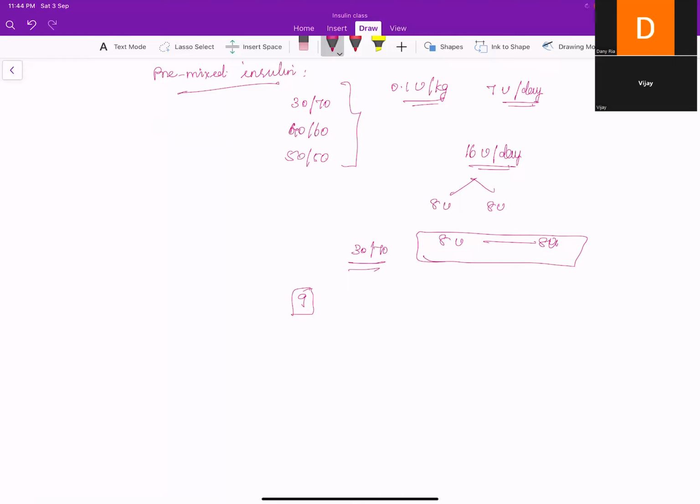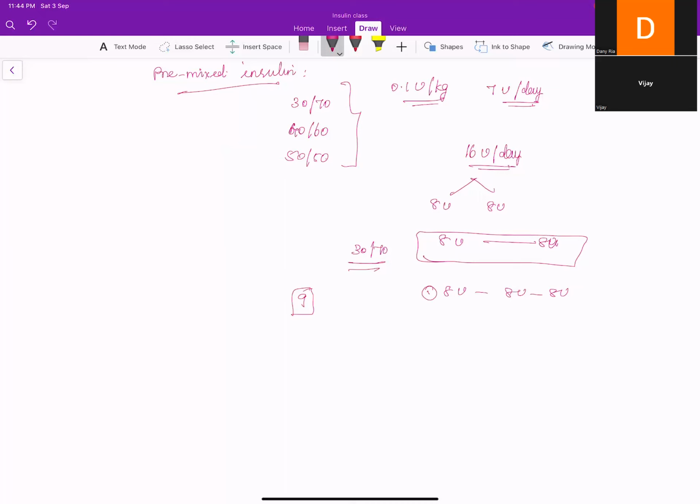One thing, we can change the twice daily to thrice daily. Like 8 units, 8 units, 8 units, like that you can change. So change the BD regimen to a TDS regimen. That is one possibility.